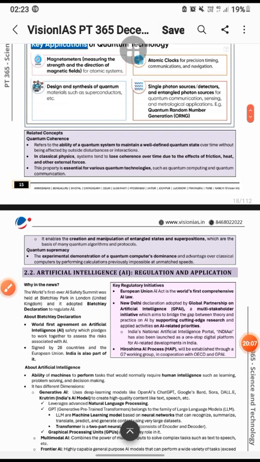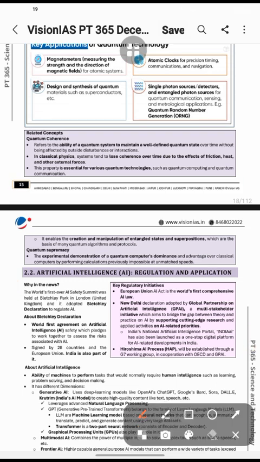Quantum coherence refers to the ability of a quantum system to maintain a well-defined state against heat, pressure and external forces. It is essential for various quantum technologies, the creation and manipulation of entangled states and superposition, and decoherence of the quantum computer. Artificial intelligence, AI.